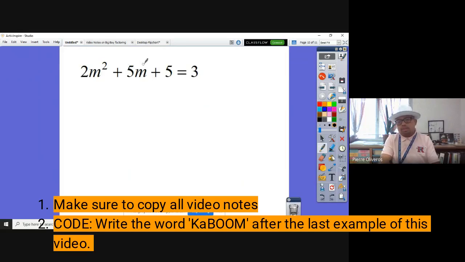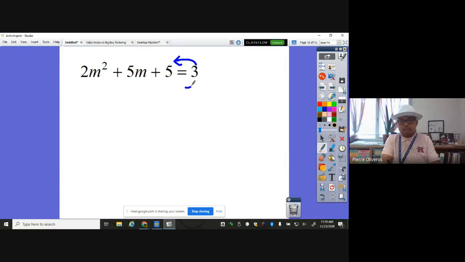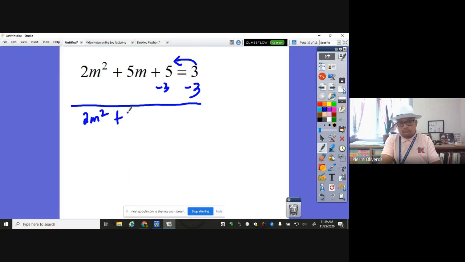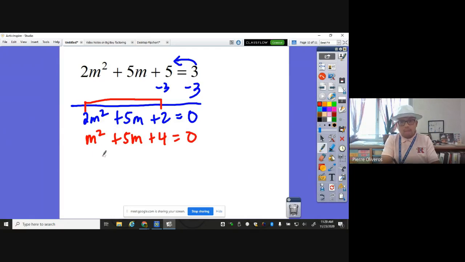Okay, 2m squared plus 5m plus 5 is equal to 3. I'm going to move the 3 to the left because this has to be equal to 0. So therefore, 2m squared plus 5m plus 2 is equal to 0. And this time, there's no GCF, and I'm going to do the big boy factor. I'm going to multiply 2 and 2. That will give me m squared plus 5m plus 4 equals 0.